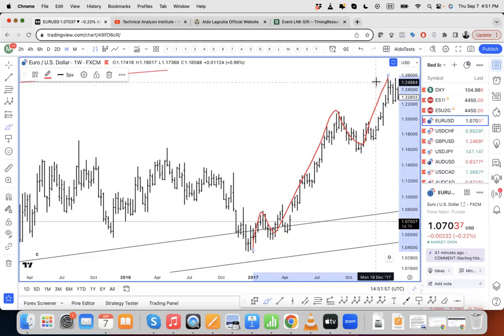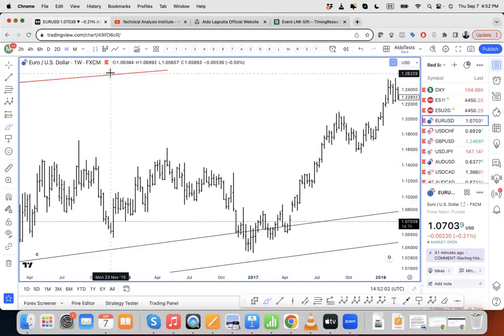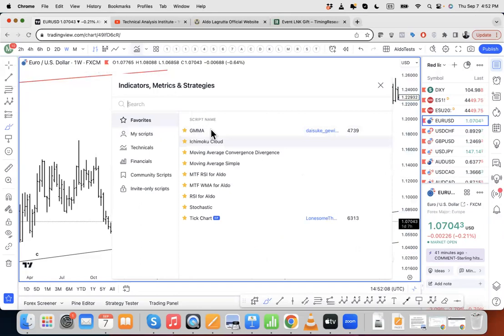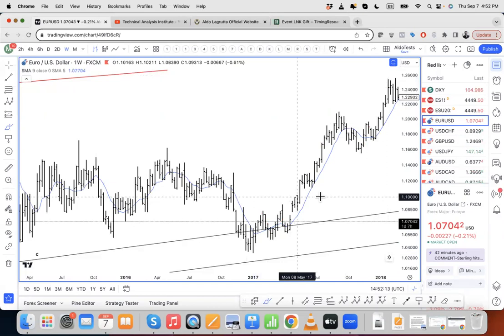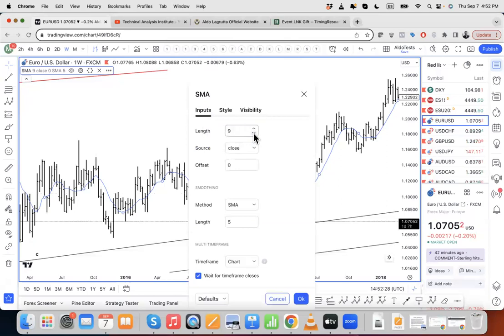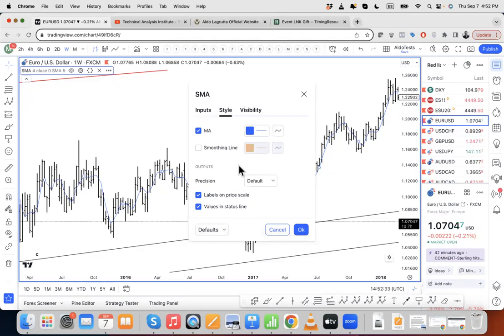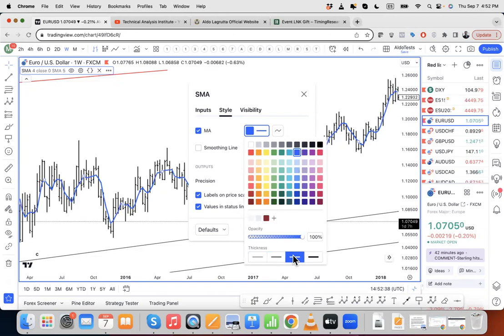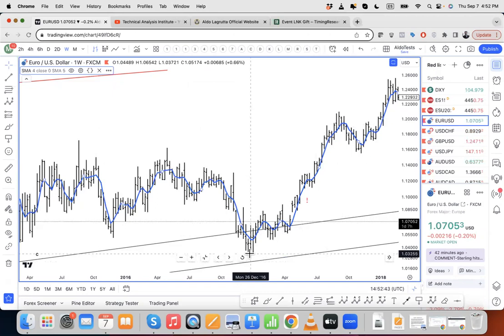If you have problems with the helicopter view, you know what you could do? You could add a very tiny moving average, simple to say, okay? This is a nice way to see a helicopter view. Let's make it a small period of 5 or 4, it's okay. And let's make it a little bit bigger so we can see it better. So this would give you a better helicopter view, you see? Up, down, up, down, up. So you can see how simple it could be to take a helicopter view.